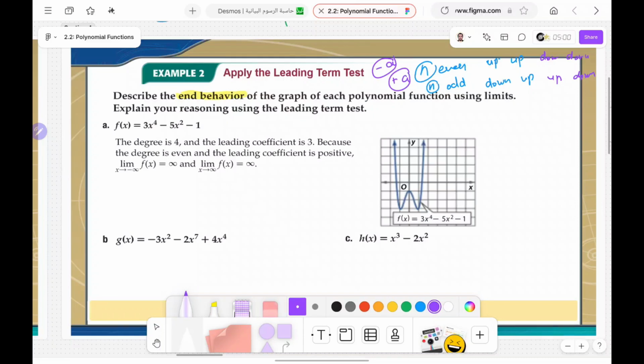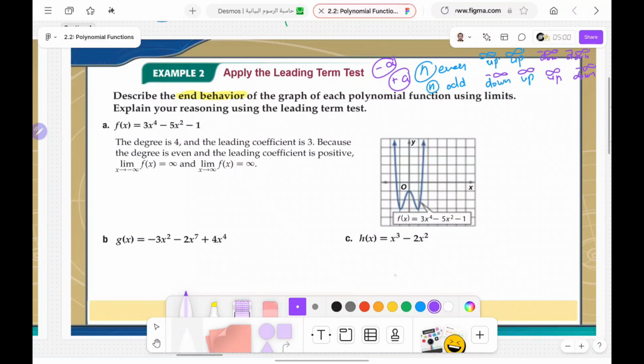Don't forget this. Now what I mean by starts down, ends up: up means positive infinity, and down means negative infinity. Same thing here: when I say down, it will be negative infinity, and when I say up, it's positive. Same thing here, positive, and here same thing, negative.